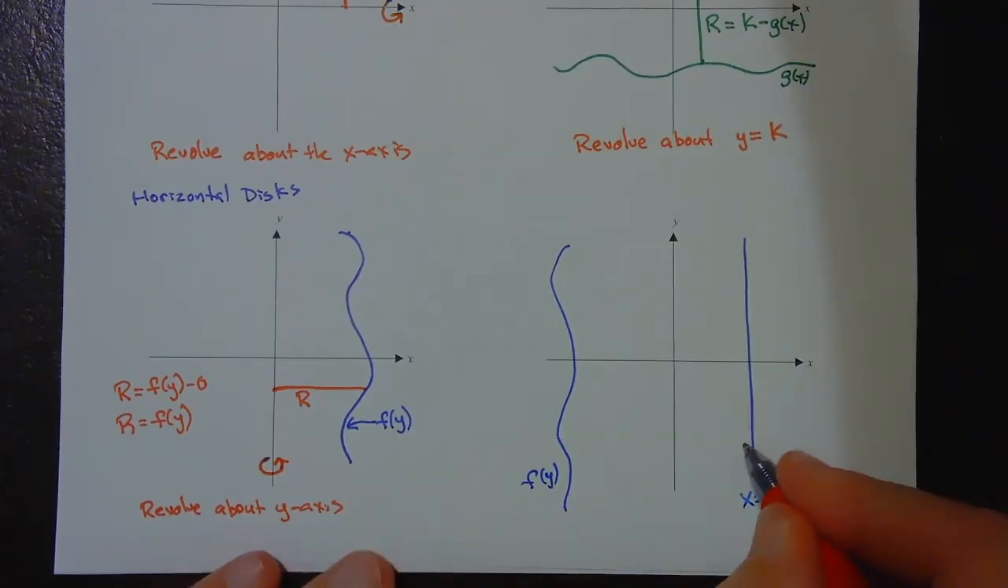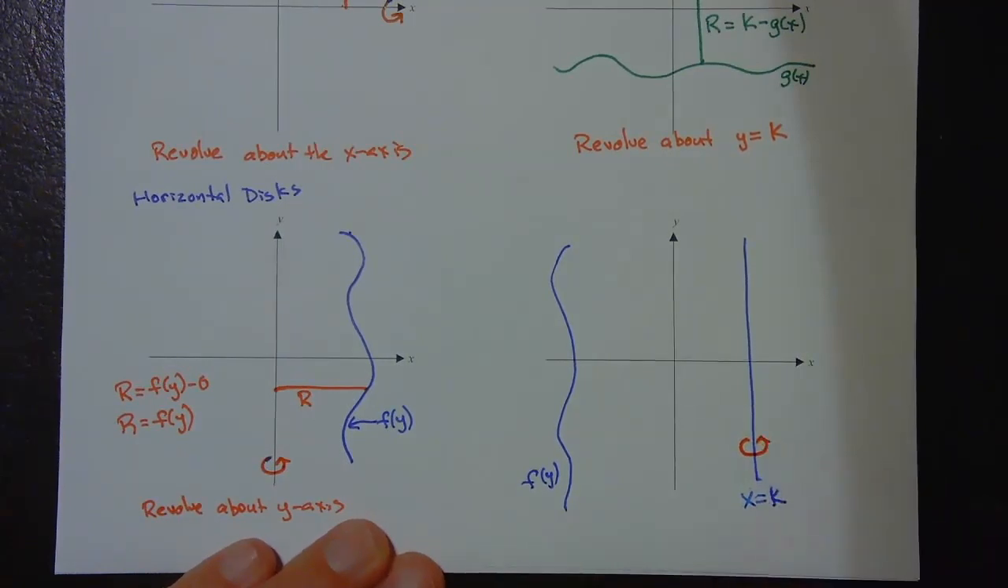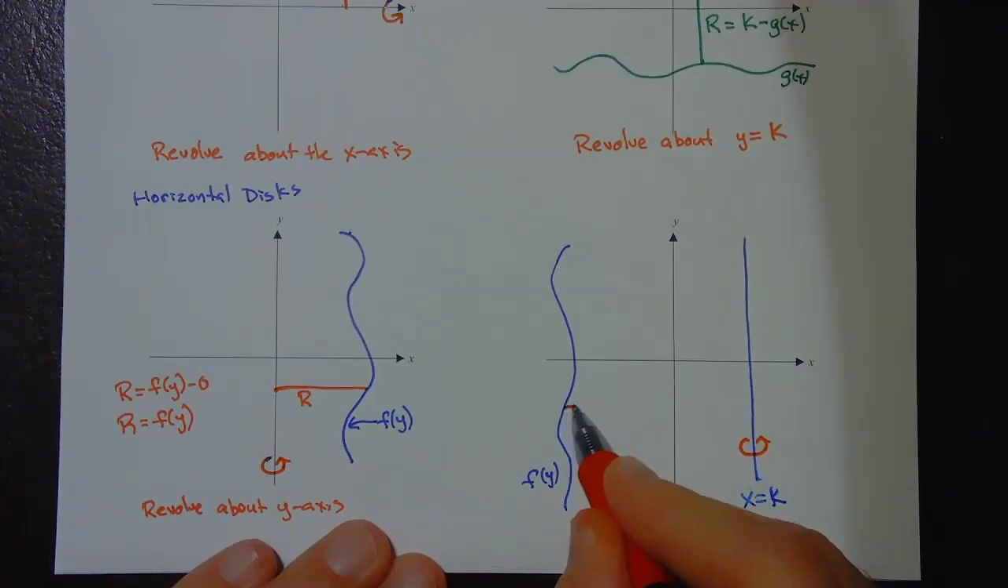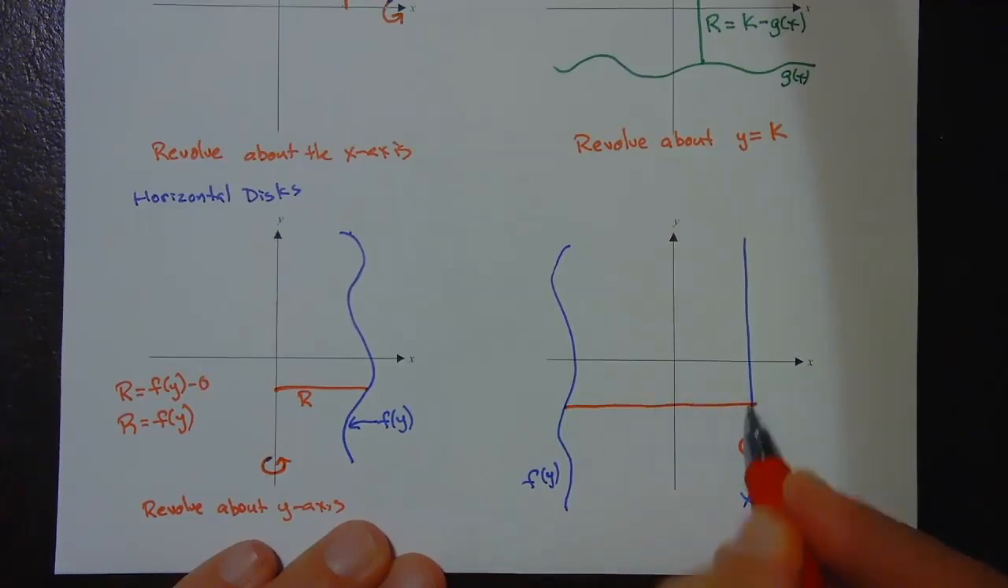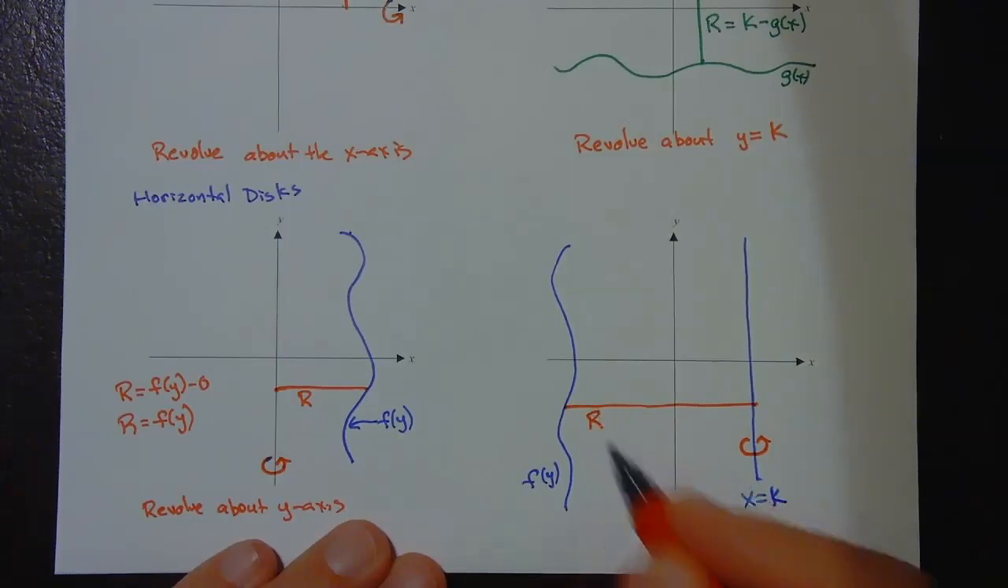Okay, and we're going to rotate it around the line x equals k. So from that line we're rotating around, I have to draw a perpendicular for the radius and draw it to my function. So it's going to be horizontal, right? Okay. And so this is my radius. From here to here is my radius, okay?